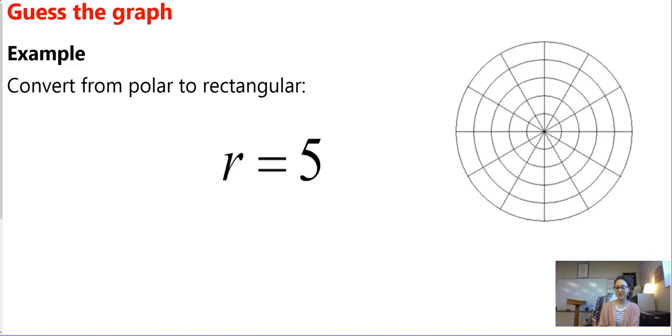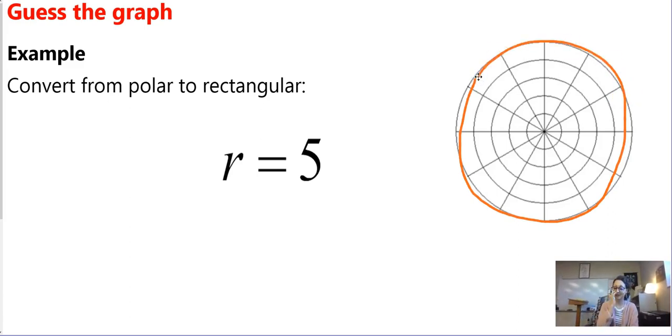So let me ask you this. If I give you the polar equation r equals 5, what do you think the graph would look like? So r is always 5. Theta can be any angle. So that's going to be a circle centered at the origin with radius 5. So 1, 2, 3, 4, 5. It's going to draw it this way. The graph is going to look something like that, right?